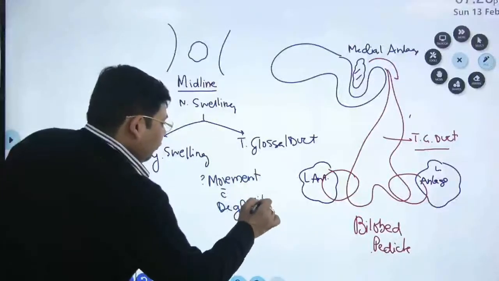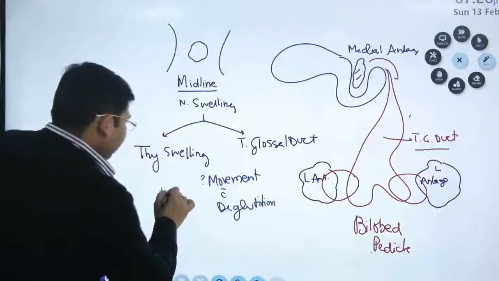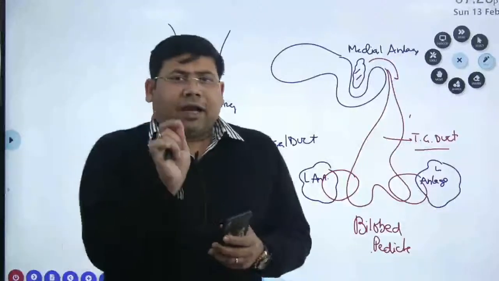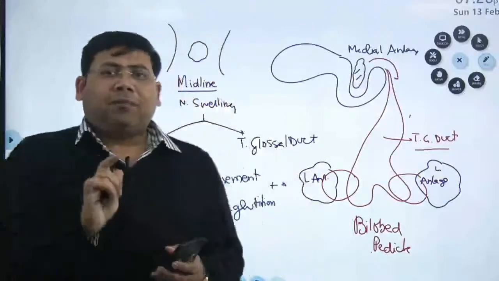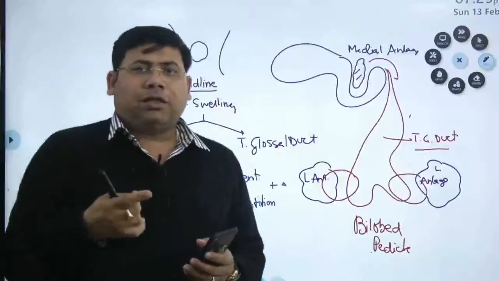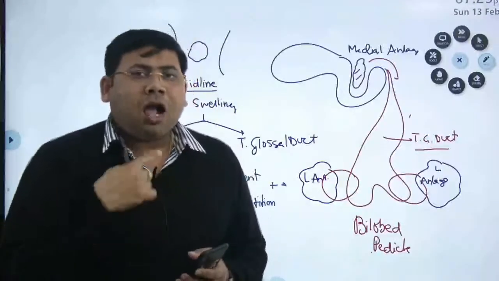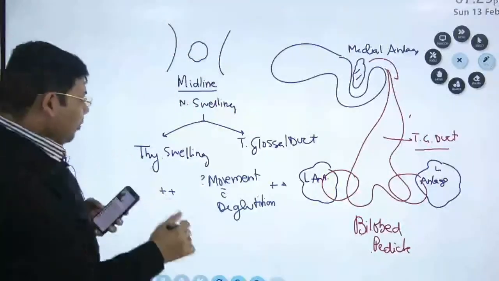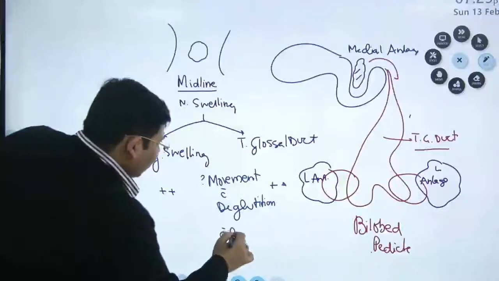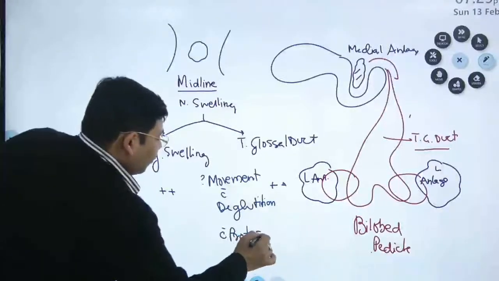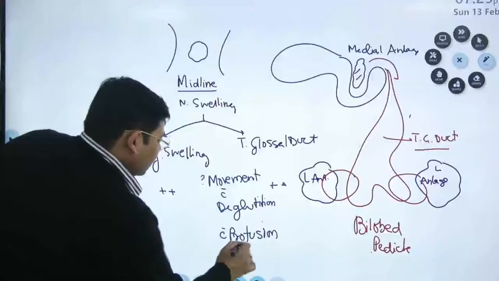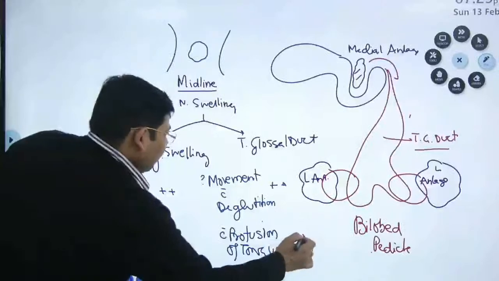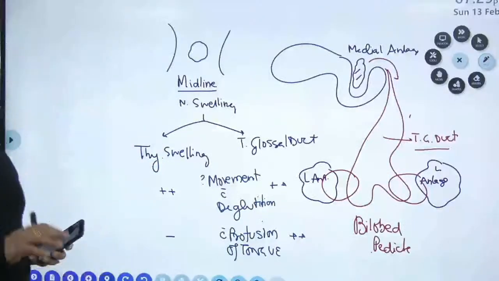So movement with deglutition, yes, it will be there for both of them. The second thing is, since thyroglossal duct cyst is connected to the base of the tongue, the moment you ask the patient to protrude out the tongue, the cyst should move up and the thyroid swelling should not. So movement with protrusion of the tongue. So the answer is the protrusion of tongue. Who will move? This will move, but this will not move. This is how you confirm it.